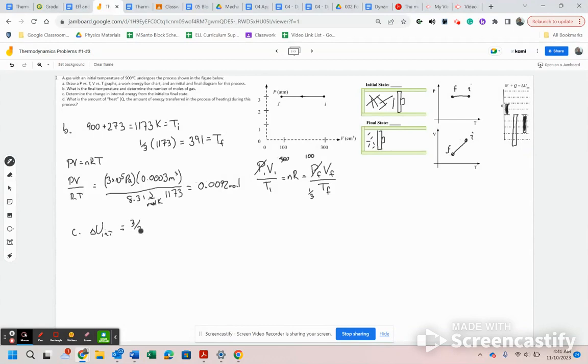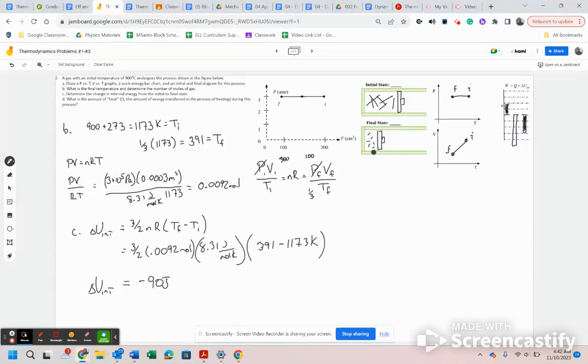Okay, to figure out the change in internal energy, we are going to have 3/2 times nR times the final temperature minus the initial temperature, which would be 3/2 times 0.0092 moles times 8.31 joules over moles Kelvin, multiplied finally by the change in temperature, so 391 Kelvin minus 1173. And when you calculate all this out, the change in internal energy is going to be negative 90 joules.